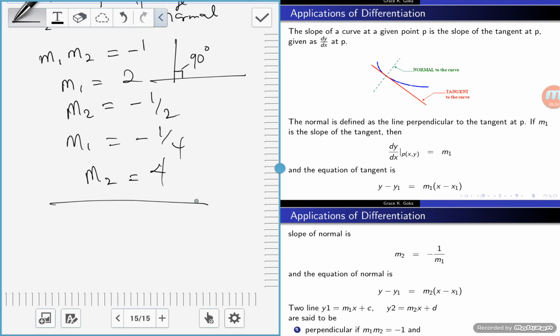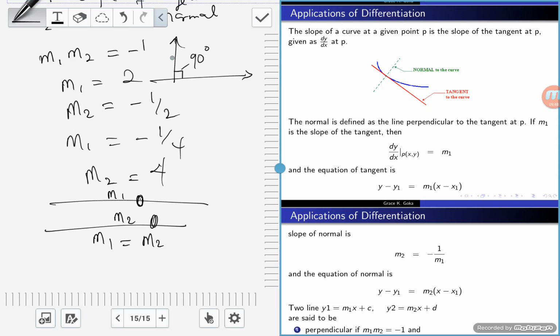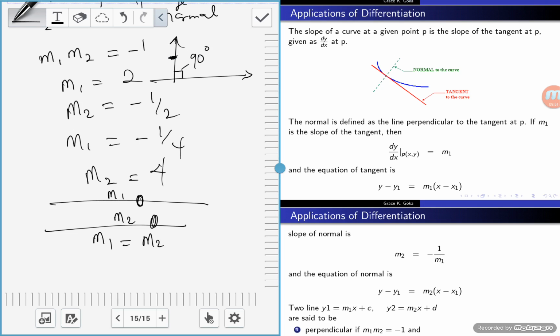However, if you have two lines that are parallel to each other, this is m1, m2, then because they are parallel, m1 is equal to m2. If you find the slope of this tangent, it's the same as the slope of the other curve, because they are parallel. But if they are perpendicular, then the slope of this is the negative reciprocal of the slope of the other line. But in this scenario they are parallel, so their slopes are equal.